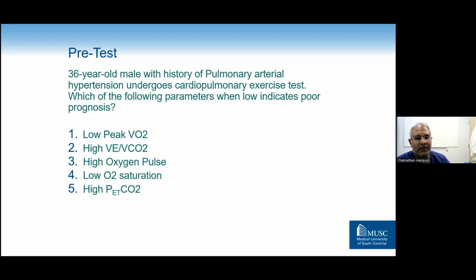And in a separate patient, a 36-year-old with PAH who undergoes cardiopulmonary exercise testing, which of the following parameters, when low, indicates poor prognosis? It's going to be the low peak VO2 we discussed before, and a ratio or level less than 10.4 indicates a high risk of mortality for patients.